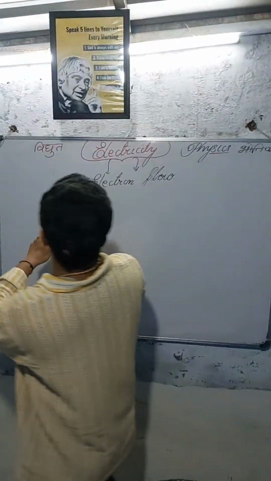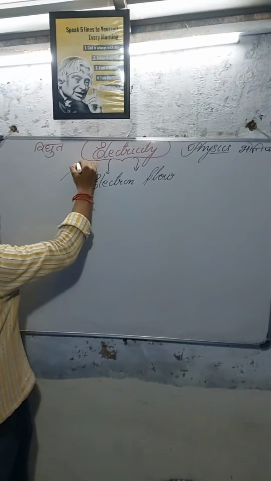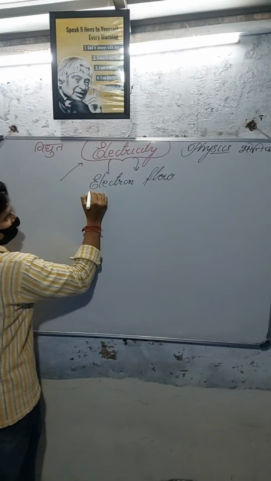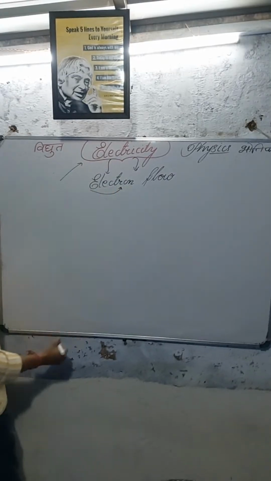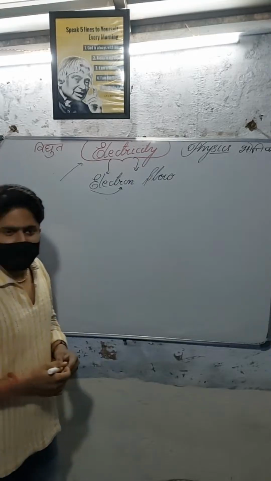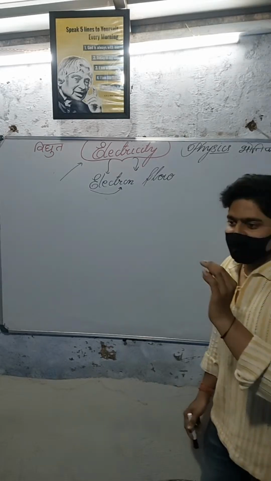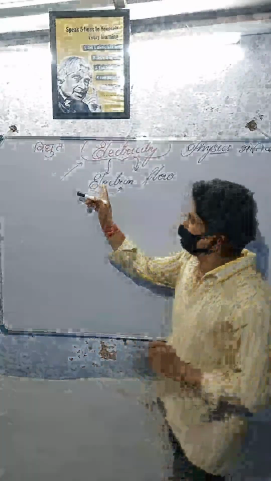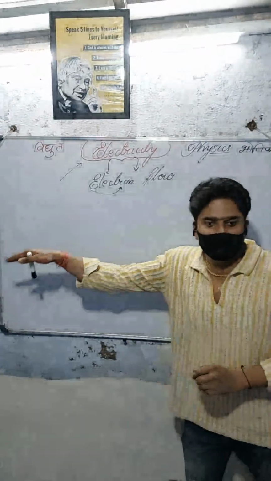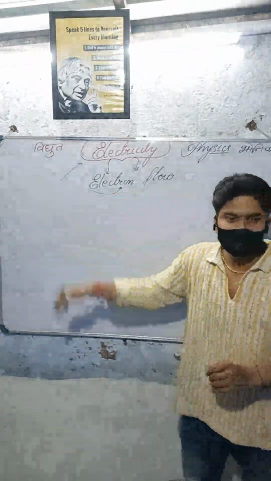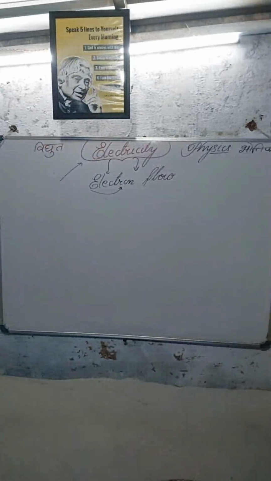In this word electricity, there is flow of what? Flow of electron. Okay, answer my question. What is electricity? A clear, straightforward answer: flow of electron. Flow of what? Electron flow.